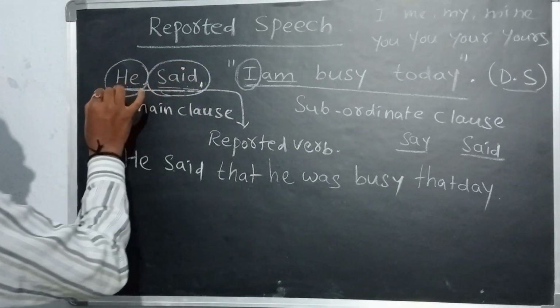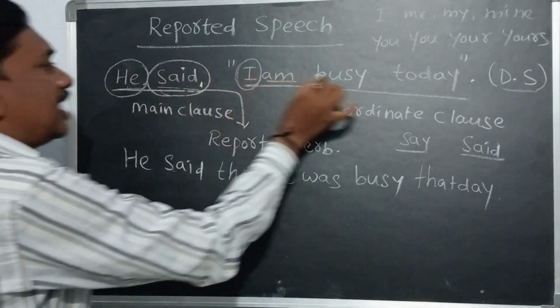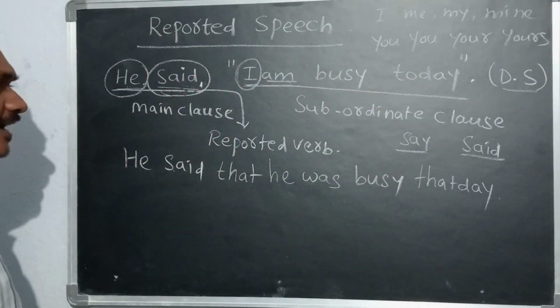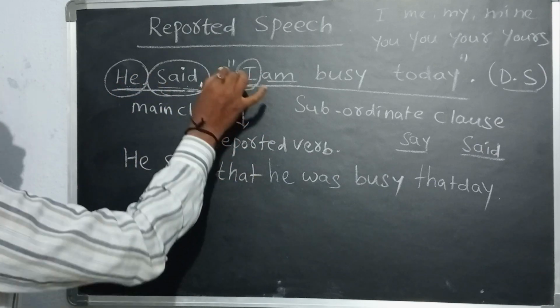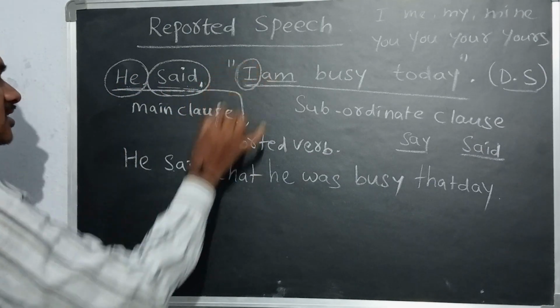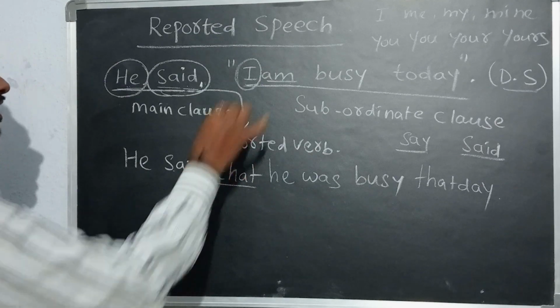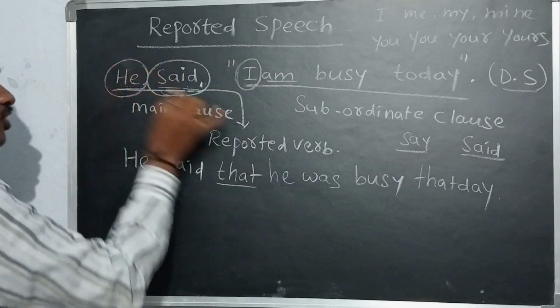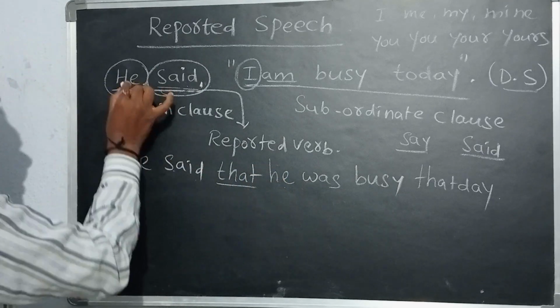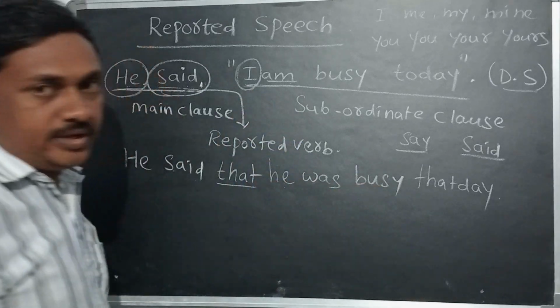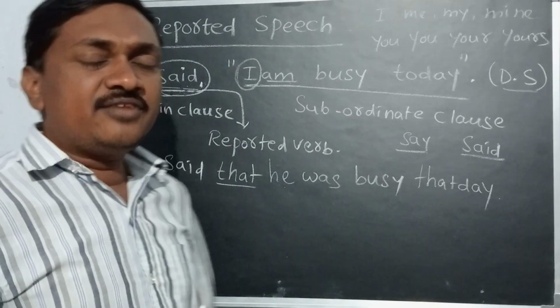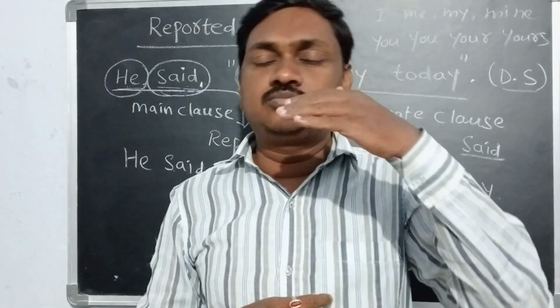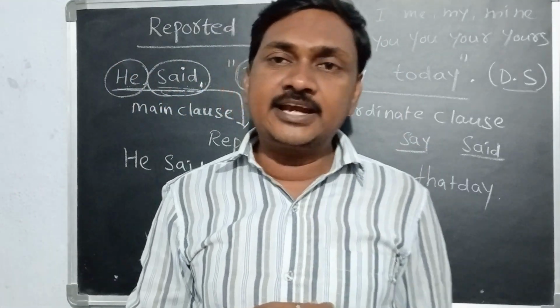So the direct speech sentence: he said, "I am busy today." Indirect speech: he said, remove the comma and inverted commas, and write the conjunction "that". Next, "I" refers to "he". Here "I" means the speaker, so the speaker word is "he". So, he was busy today. So there are a few changes from direct speech into indirect speech.